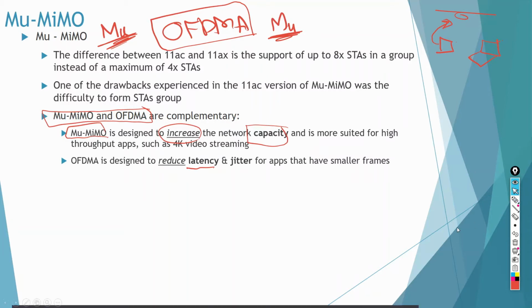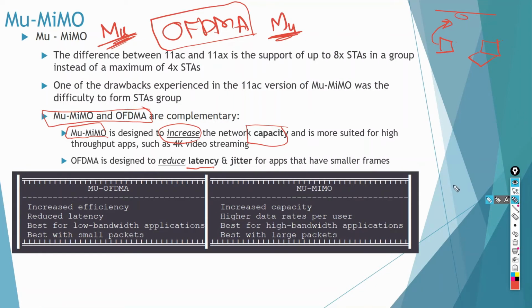Okay, so this is a quick comparison I added for your reference. This is targeting high efficiency. This is targeting high capacity. This will reduce latency. This will increase data rates, because we have multiple antennas sending different data streams, so that will accumulate data, thus increasing the data rates. This will be suited for low bandwidth applications, while this is for high bandwidth applications. This is with a small packet size, whereas this is with a larger packet size.